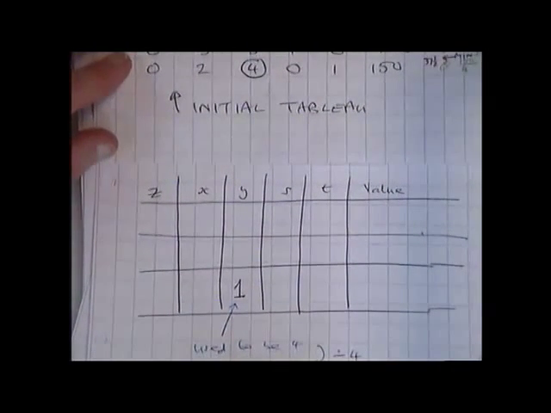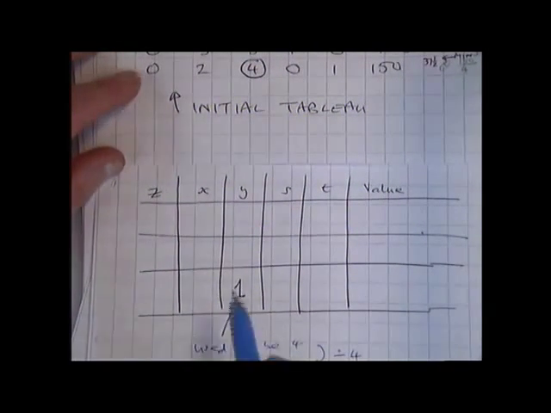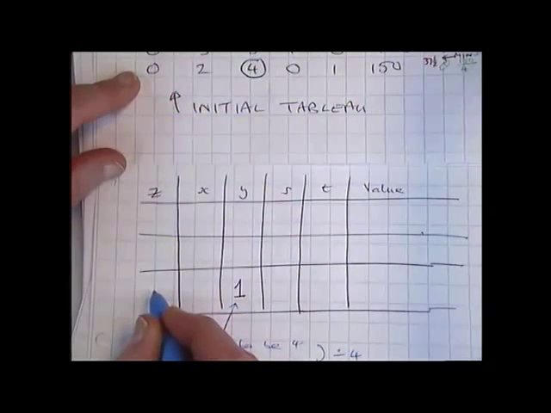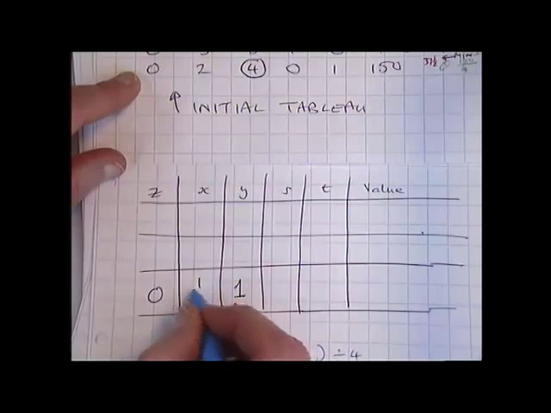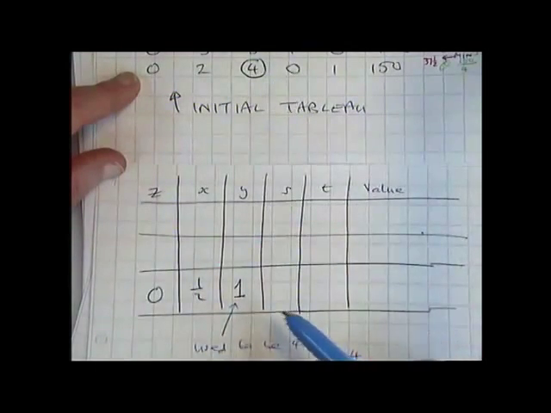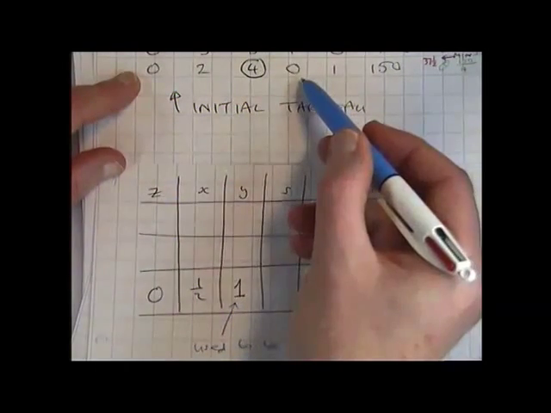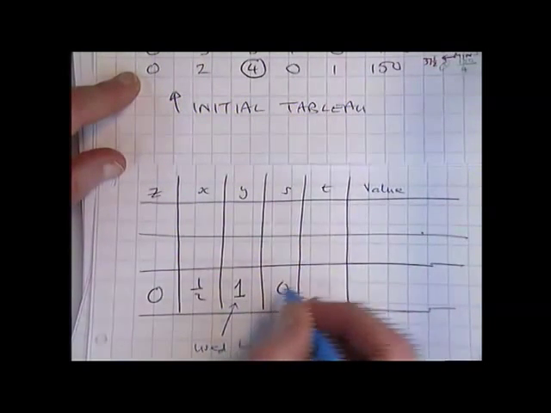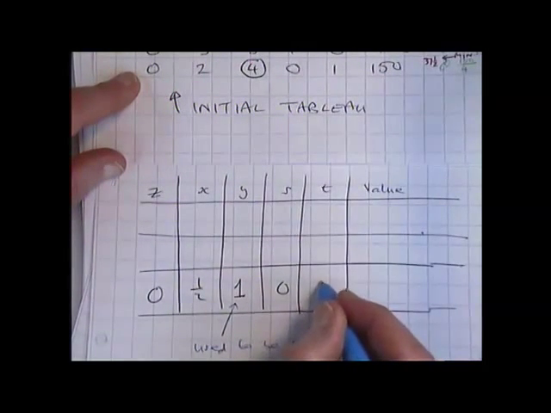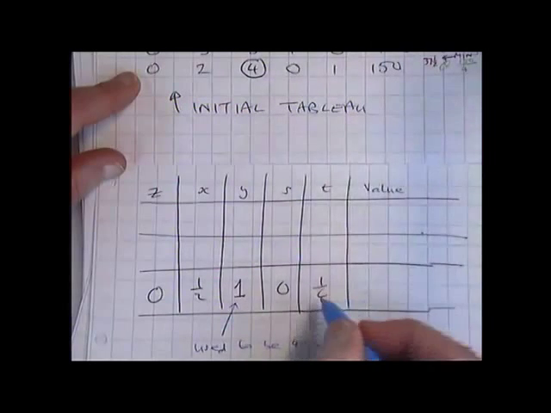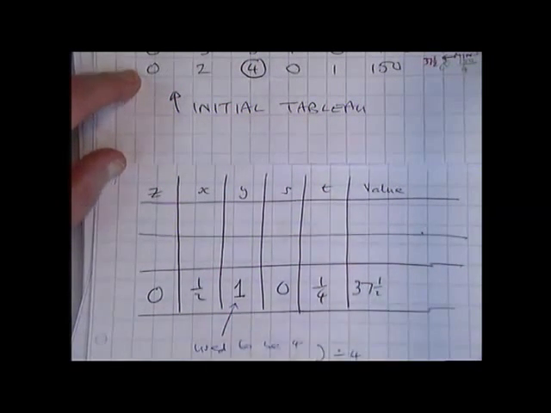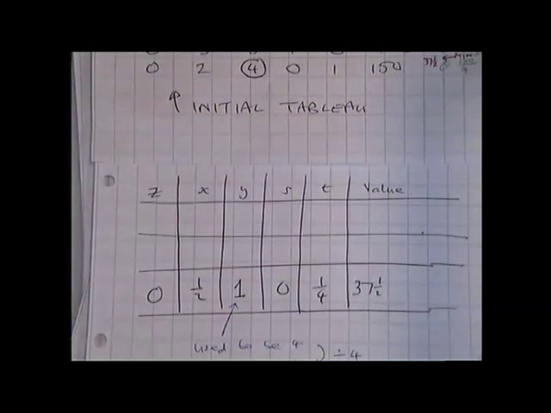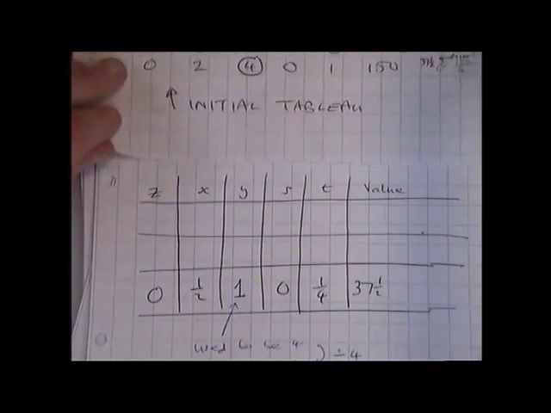Right, I'm going to see if I can put my two tableaus together. There's the bottom row, you can see it on the top of the board. What is 0 divided by 4? What is 2 divided by 4? A half. What is 4 divided by 4? The 1. What is 0 divided by 4? What is 1 divided by 4? What is 150 divided by 4? Okay, that is that new row.